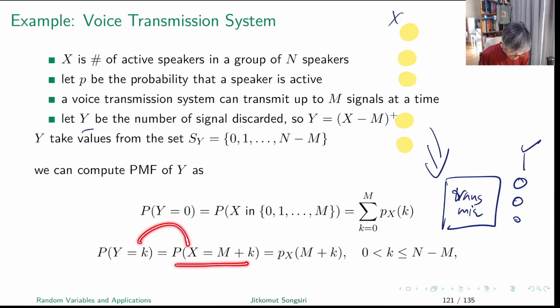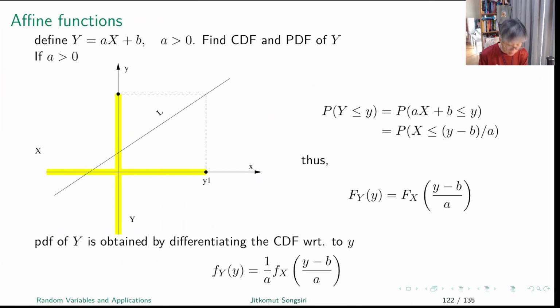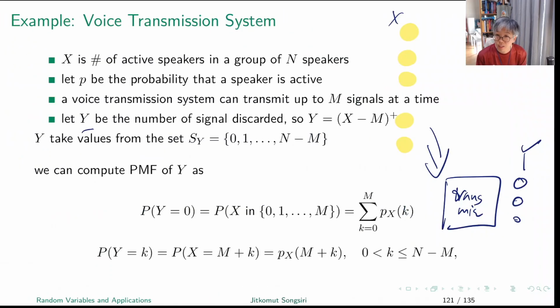From here to here, you use the information about g, and the rest is: what is the probability that X equals M plus K? That is the PMF of X at the value M plus K. And K takes values excluding 0, with K less than or equal to big N minus big M. This is how you derive it. So you arrive at the expression for the PMF of Y, which splits into two cases: when Y is equal to 0 and when Y is greater than 0.